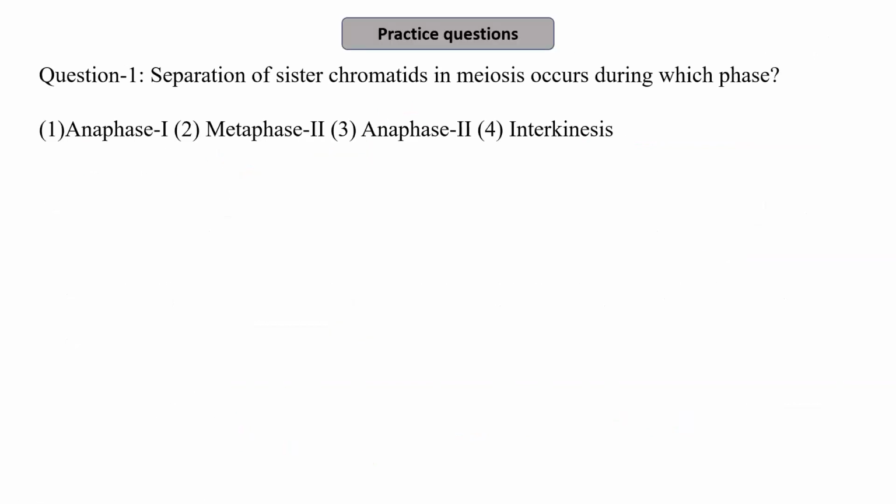So these are some practice questions. Separation of sister chromatids in meiosis occurs during which phase? So here we are separating the sister chromatids. We know that sister chromatids get separated during meiosis 2. And in which phase of meiosis 2? The separation happens in the anaphase. So the answer will be anaphase 2.